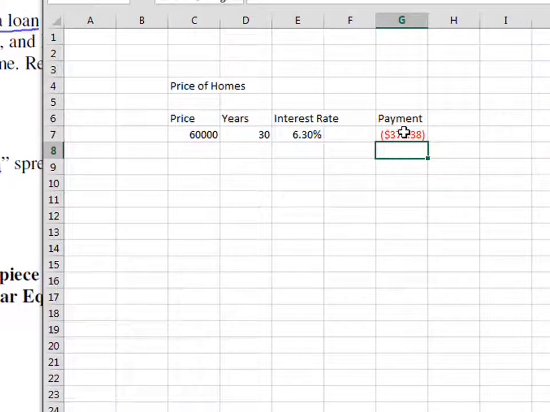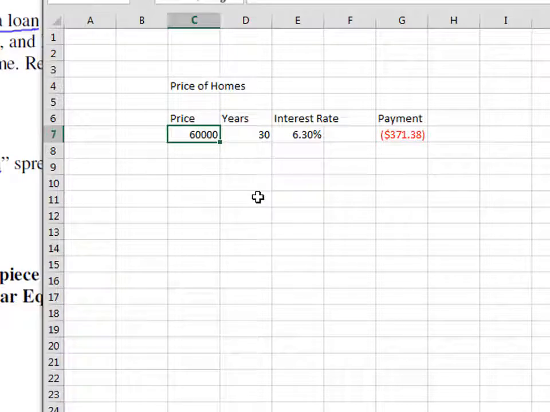Now this one turned out to be a red. You'll see it's a negative, meaning negative $371.38. And now that we have entered that formula, you're able to come back here and say, ooh, what if I didn't have a $60,000 loan, but an $80,000 loan? And it automatically changes the payment.